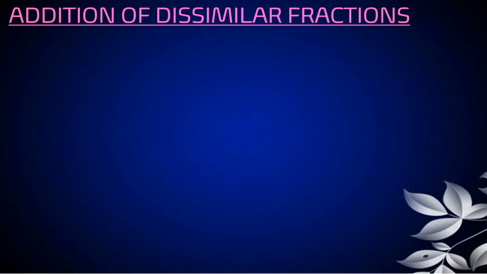Let's have an example for addition of the dissimilar fractions. We have 3 over 5 plus 7 over 10. Our denominators are 5 and 10, so magkaiba sila. So let's get the LCD. The LCD is 10. So paano ko nakuha si 10?